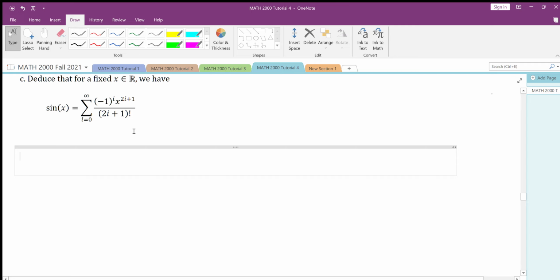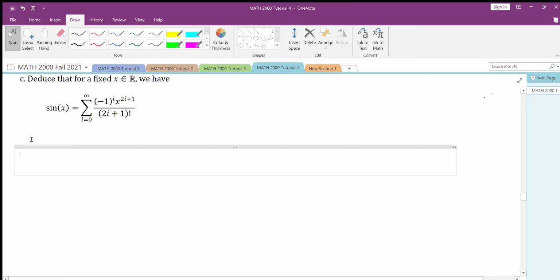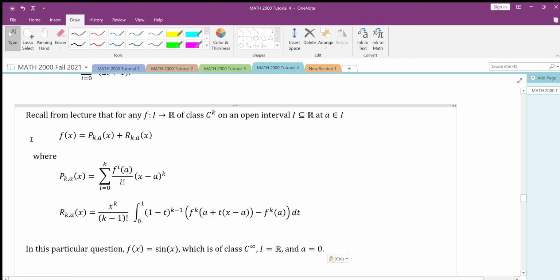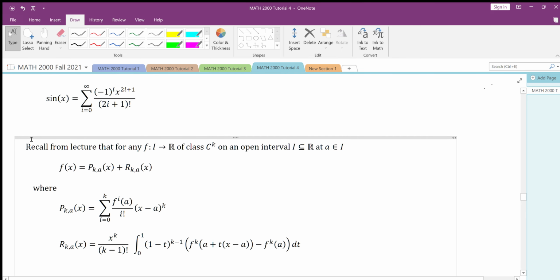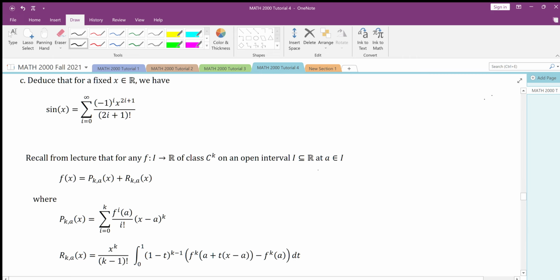Question 2c. Deduce that for a fixed x in the real line, we have that sine of x is equal to this expression. So how will we go about that? We recall the information from before. So from above, we already know this. I'm just copying it from above.